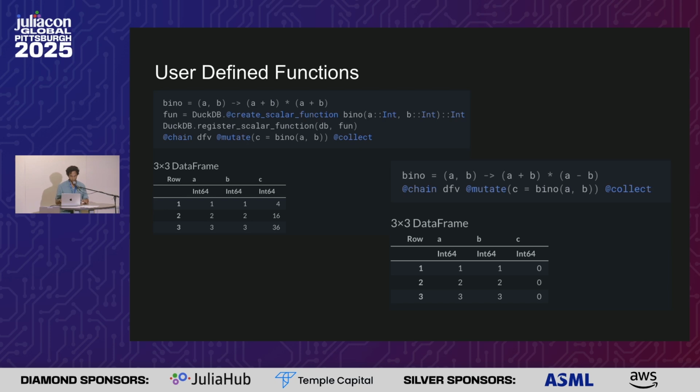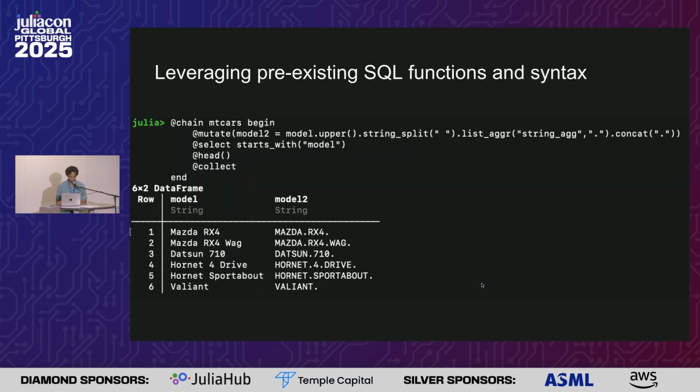User-defined functions, here we're just making a quick function where we're going to multiply them, and then we'll push that to DuckDB. You can do it, you multiply it, that's nice. So you can see here it's immediately recognized. And then if you change the function, now you have a plus b times a minus b, and you redo it again, it's already updated, okay? This is just a quick example of leveraging pre-existing SQL, not only functions, but SQL syntax.